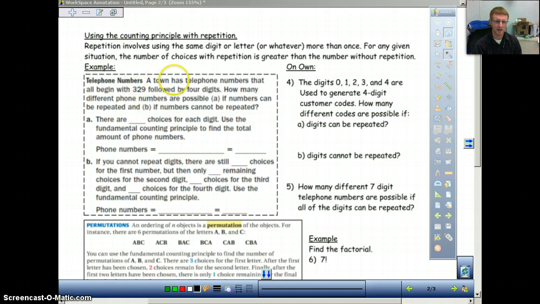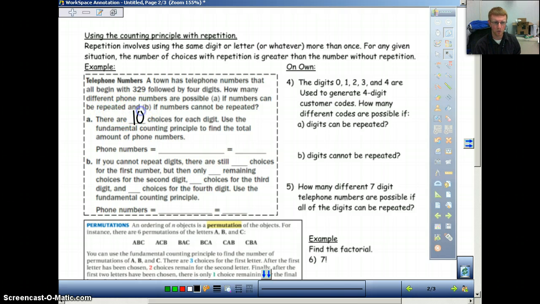For example, a town has telephone numbers that all begin with 329 followed by 4 digits. Okay, so every one of us has 4 digits to end our phone number. It says how many different phone numbers are possible if the numbers can be repeated. And that's true in all of our cases. You can have a phone number that is 0000. That's not a problem.